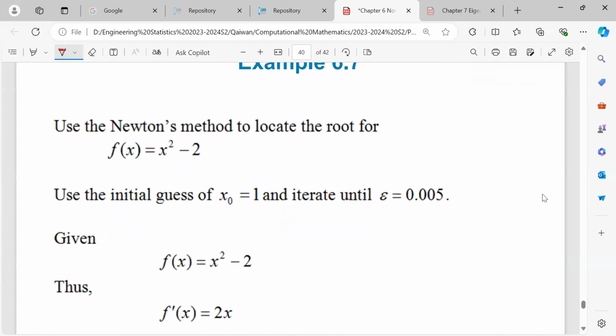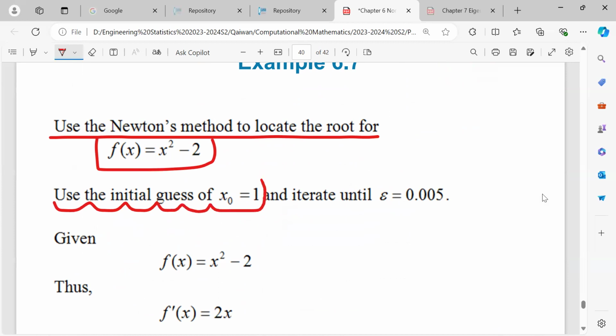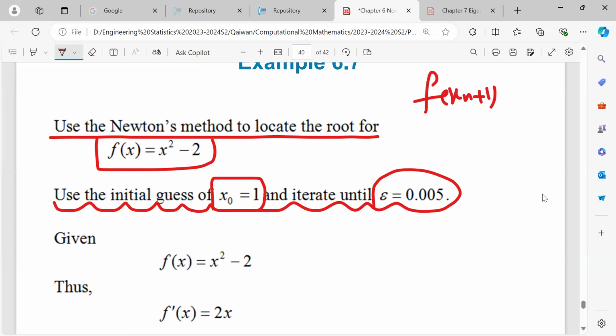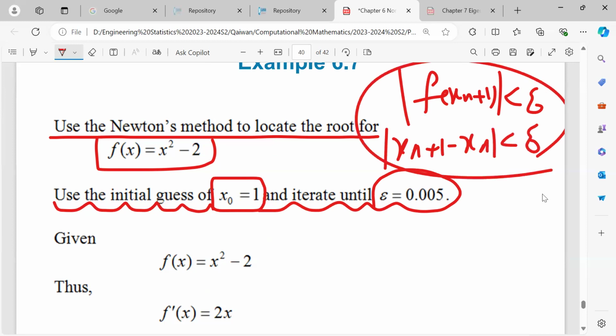Here, it says use Newton's method to locate the root for this function. Use the initial guess x naught to be 1 and iterate until the error is 0.005. We must continue until f of x_{n+1} is less than the error, or x_{n+1} minus x_n is less than the error. One of these must be satisfied, then we stop.